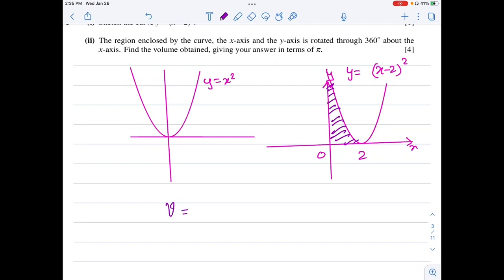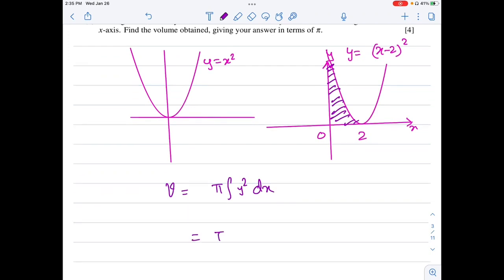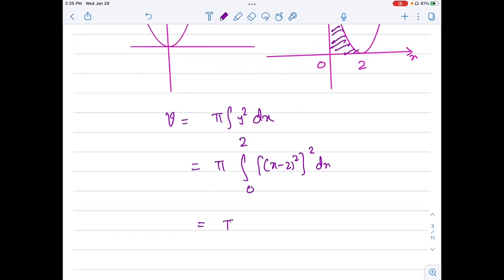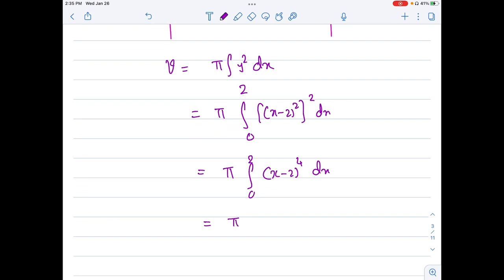So volume, whenever it is about the x-axis, is pi integral y square dx. So it is pi integral, y is (x minus 2) whole square, so whole square, dx. What are the limits? You can see that the starting limit is 0 and the ending limit is 2, so 0 to 2. So it becomes pi integral 0 to 2 of (x minus 2) to the power of 4 dx. So pi (x minus 2) to the power of 5 upon 5, from 0 to 2.